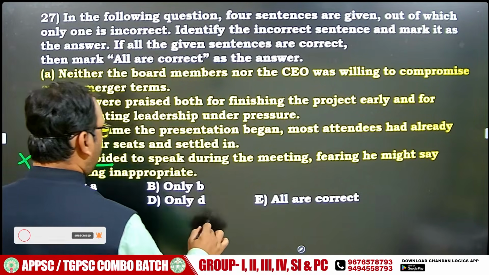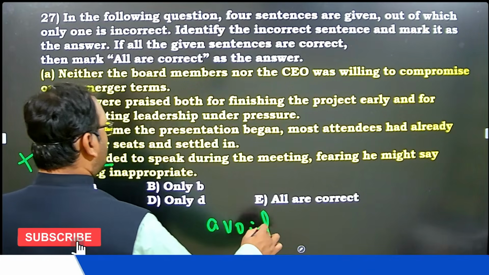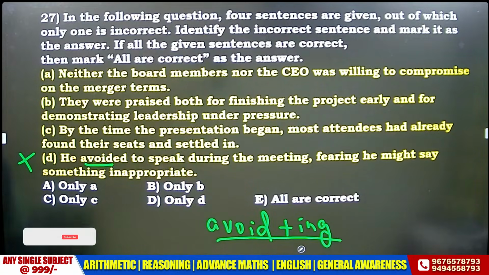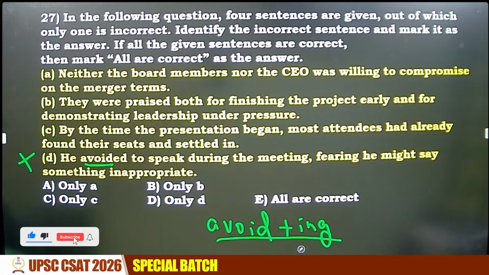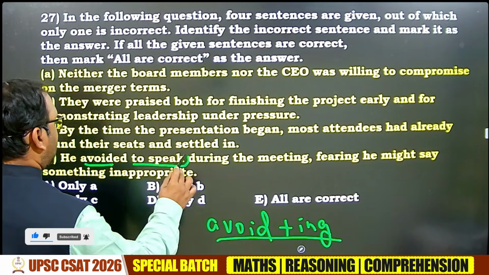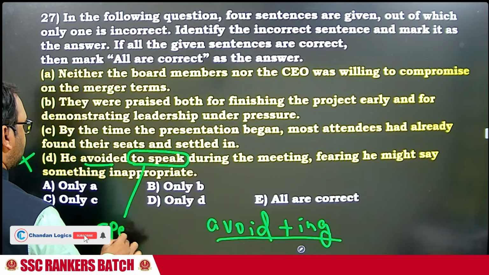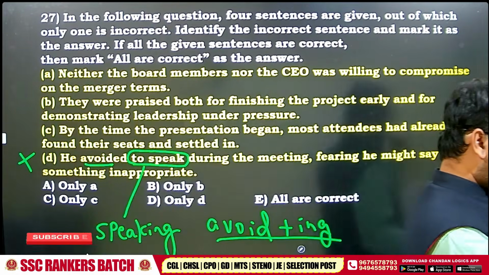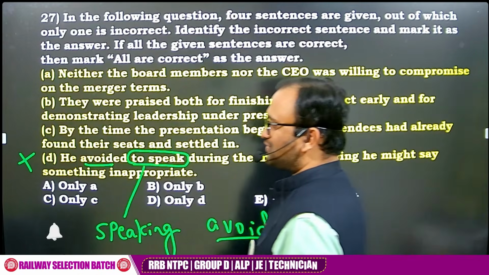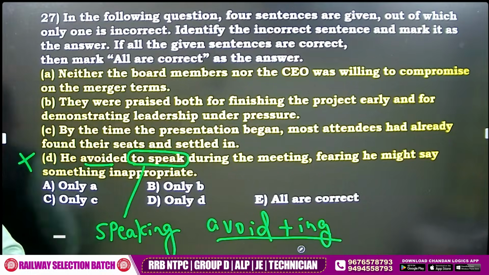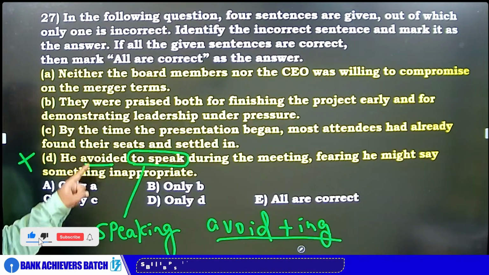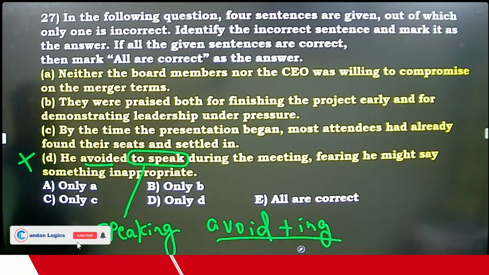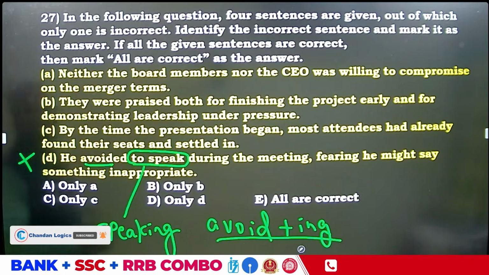So naturally there could be a chance this is wrong, and 100% this is wrong. Whenever there is a verb called avoid, immediately what must come? Gerund must come. So "he avoided to speak" is wrong. "He avoided speaking." There is a rule called gerund. Whenever the verb avoid comes, there must be a gerund. He avoided speaking. Okay, this is perfect.